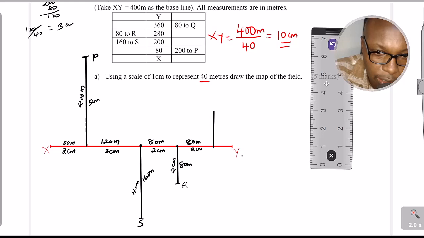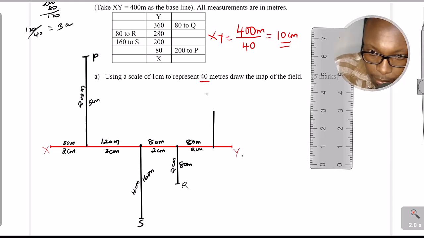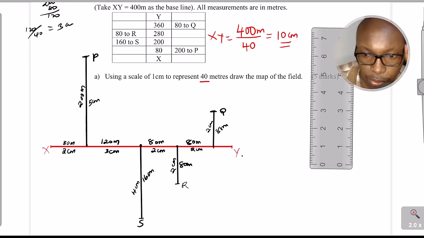So now this is where we have point Q. That is 80 meters, which is the same as 2 centimeters. Now we're through. And then the last one, we have Y. So the remaining distance here will be given by Y.